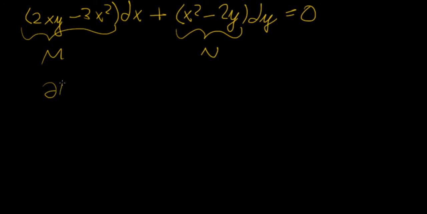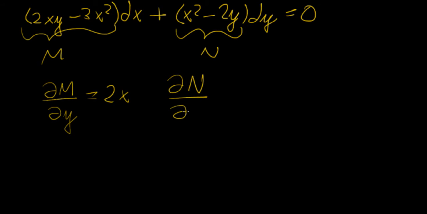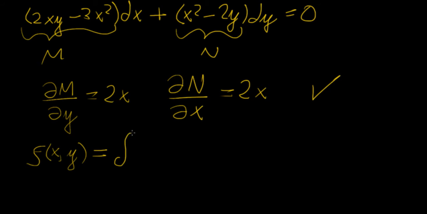So the partial derivative of M with respect to y is going to be what? It's just going to be 2x. The partial derivative of N with respect to x is going to be 2x. So yes, this is an exact differential equation. Now the next step is, of course, finding the implicit solution to the differential equation in terms of the function f of x and y. To do that, we can integrate either M or N with respect to its variable. Let's do M in this example, with respect to x.